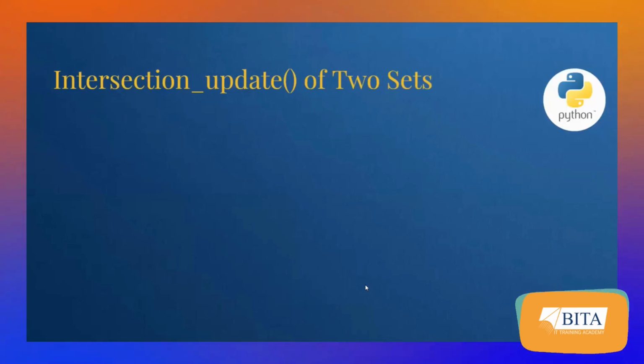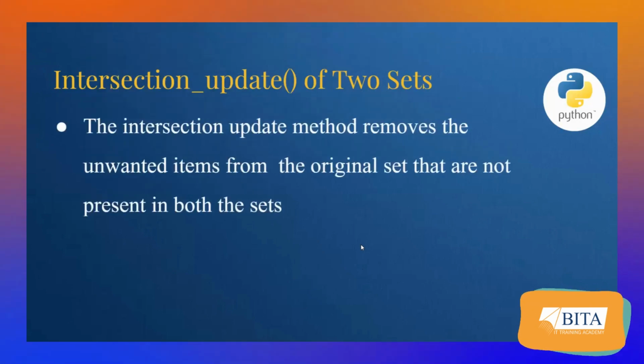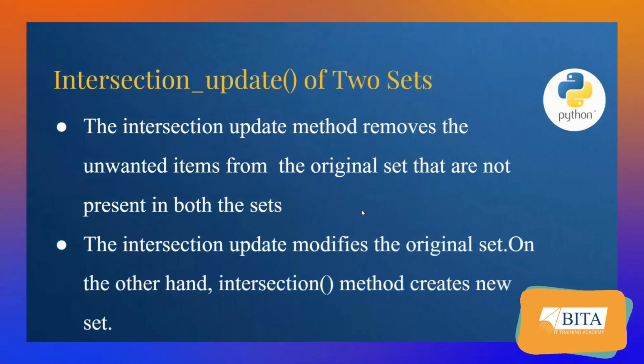Next one is intersection update. So intersection update is between two sets. Intersection update will remove the unwanted items from the original set, that are not available in both sets. So it won't create a new set from that, it will modify the original set. But the intersection method will create a new set.